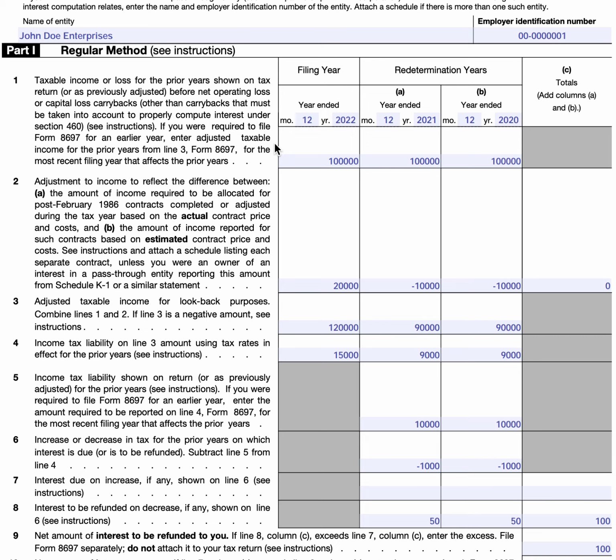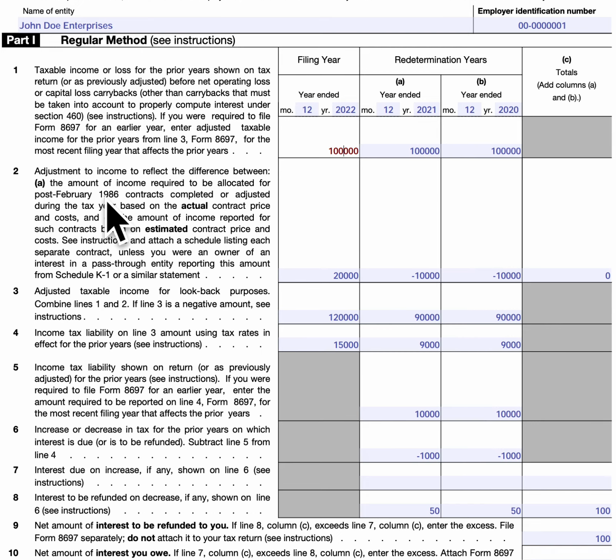If you were required to file this form in a prior year, you would simply enter the adjusted taxable income from this line 3 amount. So for future instances, you would use these line 3 amounts up here in the taxable income column row. So we're just going to state in this instance that each income year was $100,000 per year, and then we're making an adjustment in line 2 to reflect the difference between the estimated contract price and the actual contract price and costs.